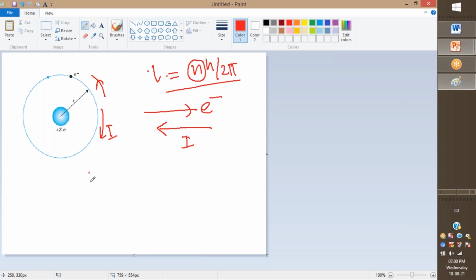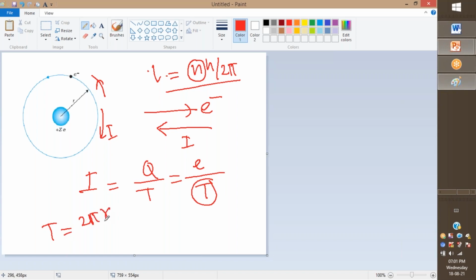So how do you calculate the orbital current? We know that the total charge per second is called current. In this case, e is the charge and T is the time period, which I can write as 2 pi r by v. I'll put it there. So what is the current I am getting now?